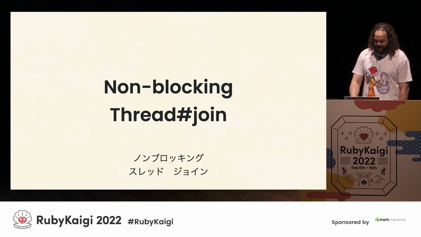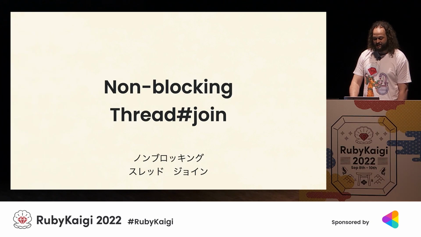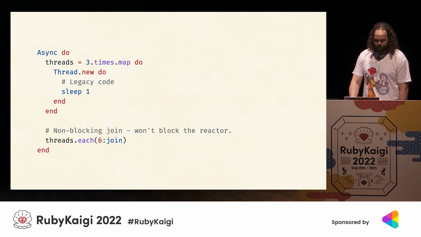Being able to integrate with existing code is also really important, so we made all thread primitives safe to use within the fiber scheduler. One of the most important operations, joining a thread, waiting for it to complete, is internally non-blocking when performed within a fiber scheduler. This provides an escape hatch for native code which might not be compatible with fiber concurrency.